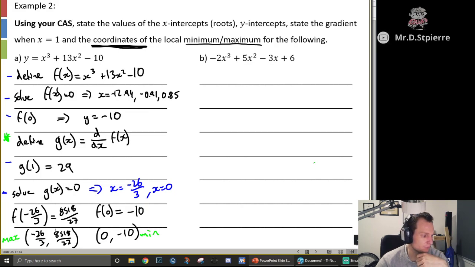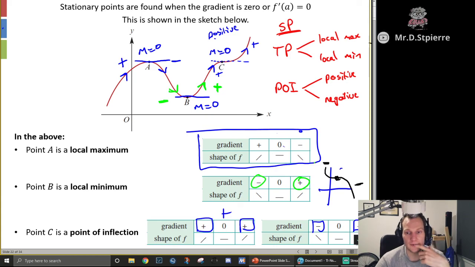So to reflect, learning intention: determine types of stationary points. We've shown how to, and you can check by gauging against your success criteria. Do you know the difference between a local min, a local max, and a point of inflection? And that is right there on that slide.